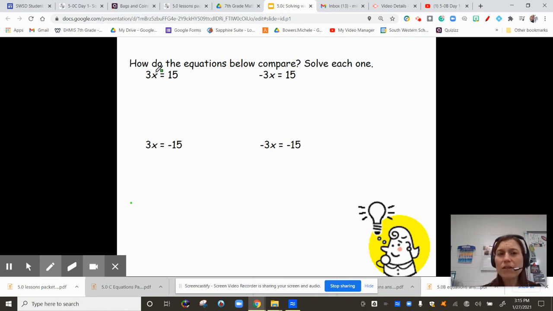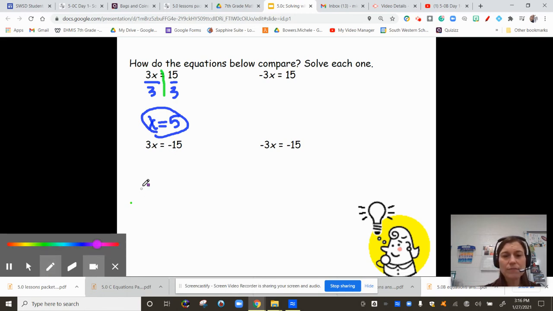So the key is, this first one should be easy. I'm multiplying a number times x to get 15. The opposite of multiply is divide. Think about it. Every time when you're solving that last step and you have the number of bags, you divide it by the number of bags, that's what we're doing. We're going to divide by the number in front of the x. So I divide both sides by 3 and I get x equals 5.